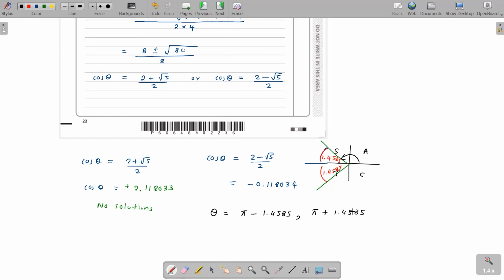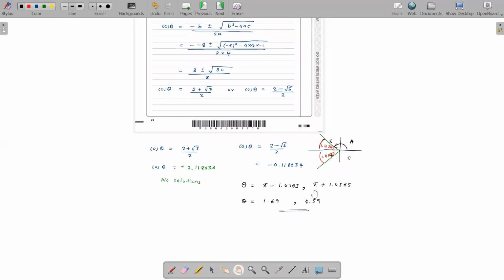Are you with me? How much do I get here? Pi minus 1.4585 is 1.689, correct to 3SF, 1.69. And the other answer is 4.59. So these are the two answers I can get within the range 0 to 2 pi. Okay, this is clear.